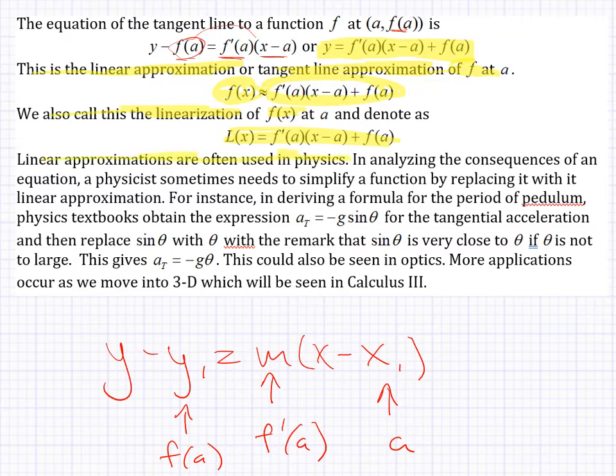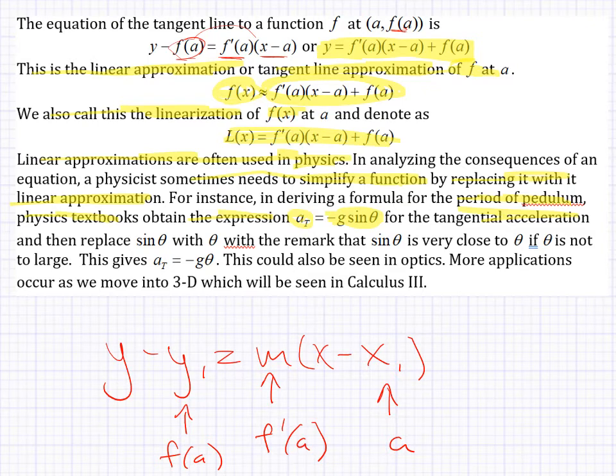Lots of times they're used in physics. Say in analyzing consequences of an equation, a physicist maybe needs to simplify a function by replacing it with its linear approximation. So you're working with something fairly complex, but you want to simplify it. You could use the linear approximation to simplify it. So if we're deriving a formula for the period of a pendulum, physics textbooks would obtain the expression a sub t equals negative g sine of theta for the tangential acceleration.